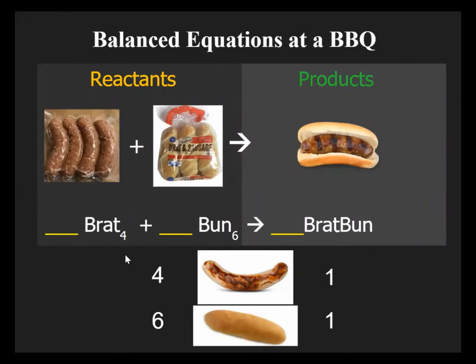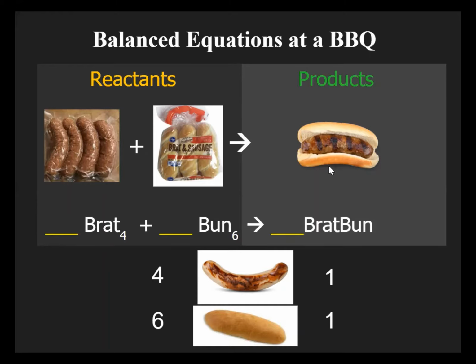So I'm going to just use this barbecue analogy to try to help us understand how we balance equations. Okay, so we start out, this is a brat, 4 brats combined or attracted or bonded together, right? 4 brats bonded together, and here we have 6 buns in a bag bonded together, right? So buns come in 6, brats come in 4.